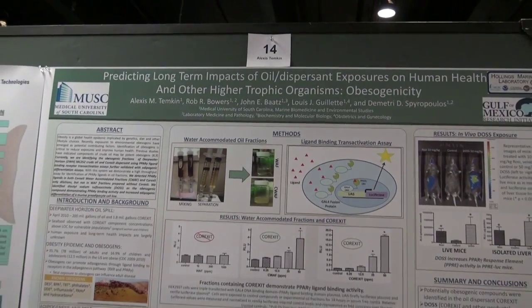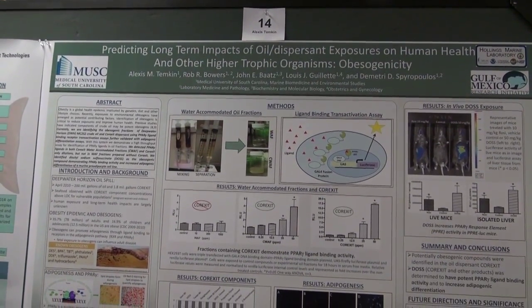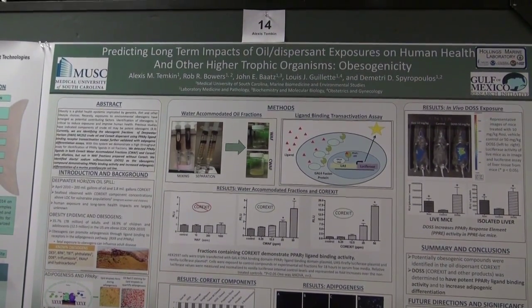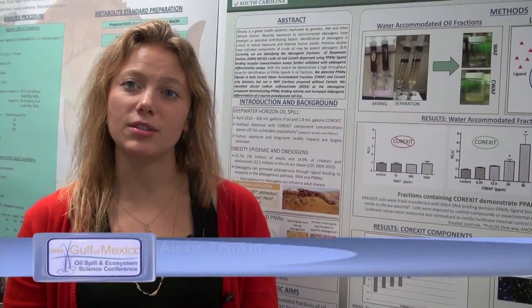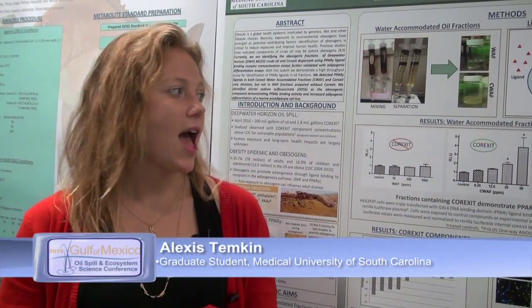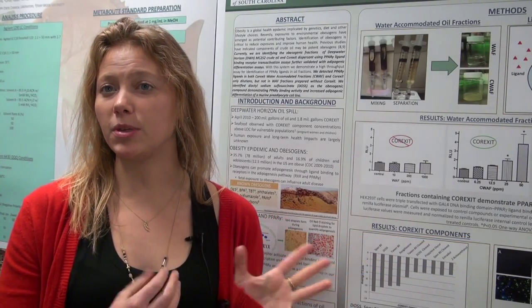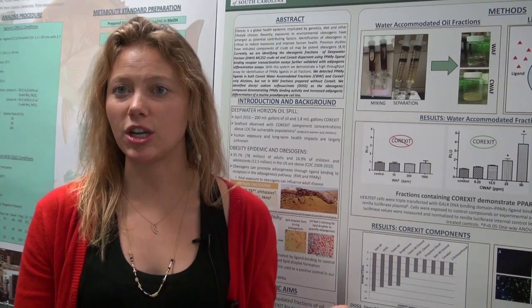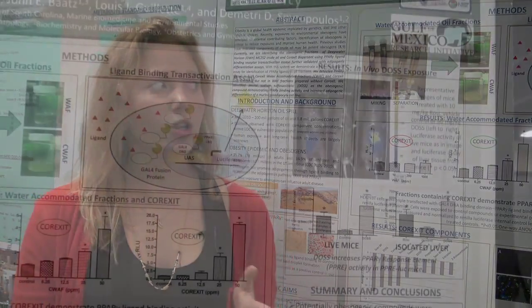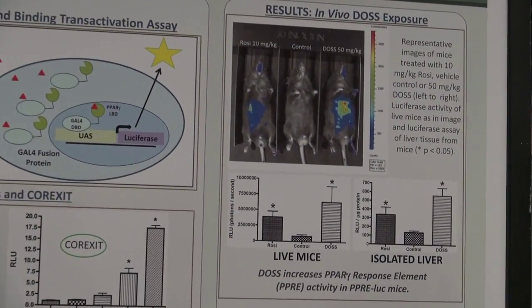We're working on studying the potential endocrine disrupting effects of either components in the oil or components of Corexit that were used as the dispersant to clean up the oil spill. And we were specifically looking at trying to identify components that could potentially regulate fat cell differentiation, really looking at it for human health or potentially a wildlife exposure.